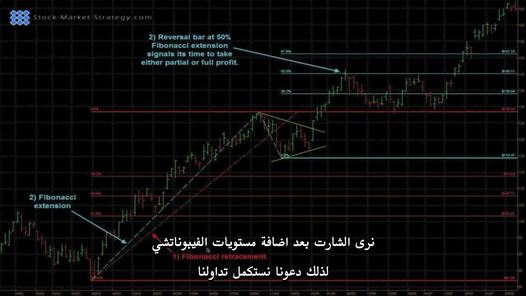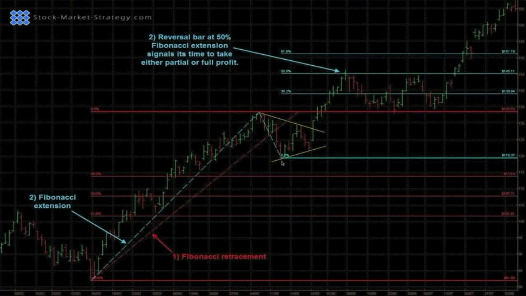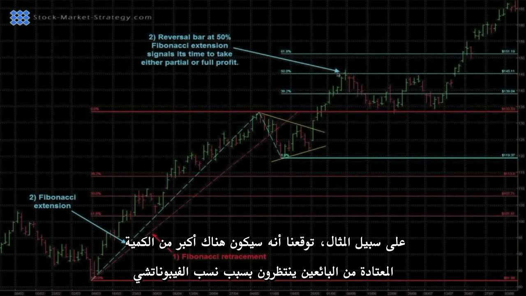Here you see the same chart, but I've added Fibonacci extensions. So let's continue our trade. We go from the low of the up move to the high, and then down to the low of the triangle, the low of the retracement. From there, we predict the resistance areas in this up move. So if we were long, we would look at those areas to see if there was any resistance, so we need to take our profit. For example, here we predicted there would be more than a normal amount of sellers waiting because of the Fibonacci extension.